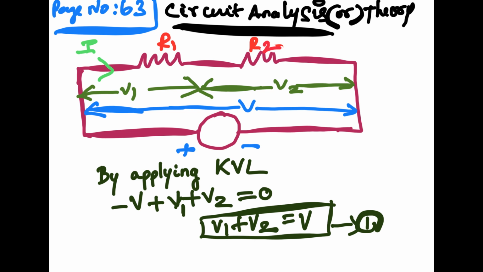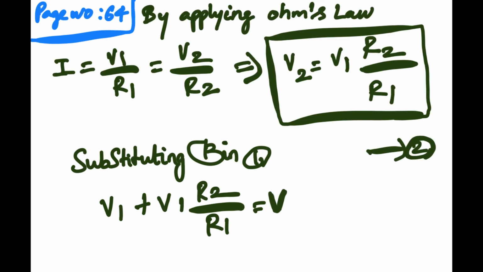My supply voltage V is minus V, a rising voltage, so minus sign. And across R1 the voltage is V1, across R2 is V2, which is opposite to the supply voltage. So put plus sign: V1 plus V2.